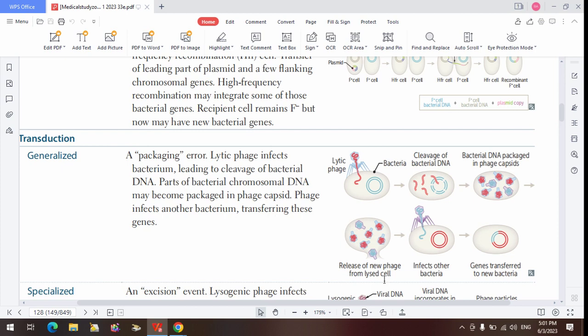It cleaves off the bacterial cell entirely. It gets out and infects a new bacterial cell. So in the process of infecting a new bacterial cell, it will not lyse that one. It will just incorporate that bacterial genome that it has gotten from the previous one into the new one. Does this make sense to you guys?